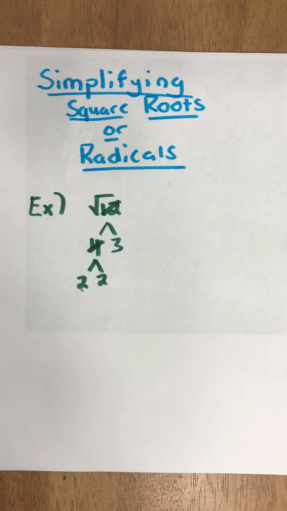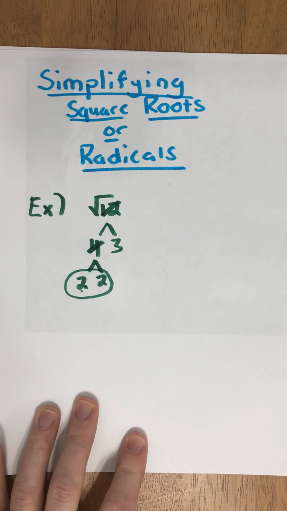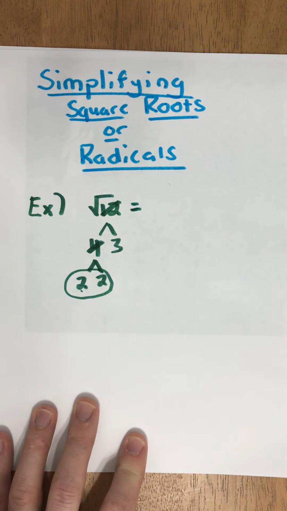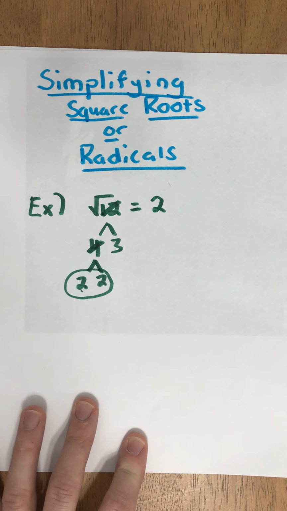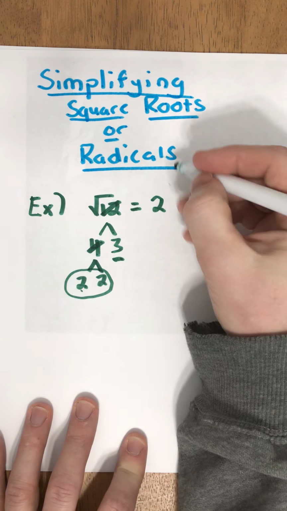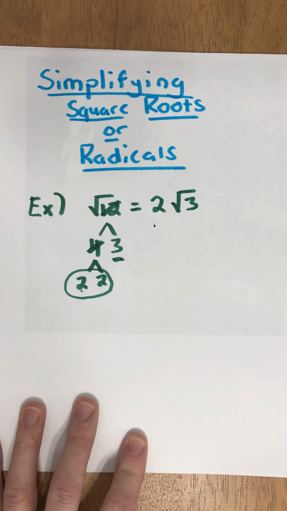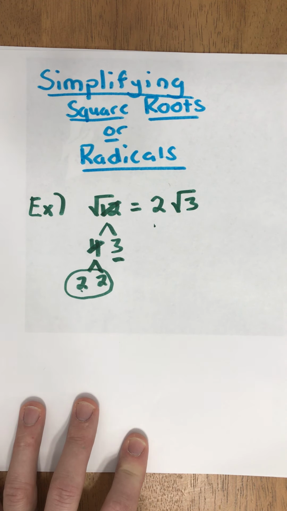Now, what we're going to do here is look for any numbers that have pairs or partners. So in this case, notice that I have two 2s. If you have a pair of something, that number can then be placed outside of the square root or the radical. So I can place this 2 outside of the square root, and this 3 that doesn't have a pair is going to remain inside the square root. So the square root of 12 can be simplified to 2 square root of 3. Whatever you have a pair of goes outside the square root. Whatever you don't have a pair of is going to stay inside the square root.